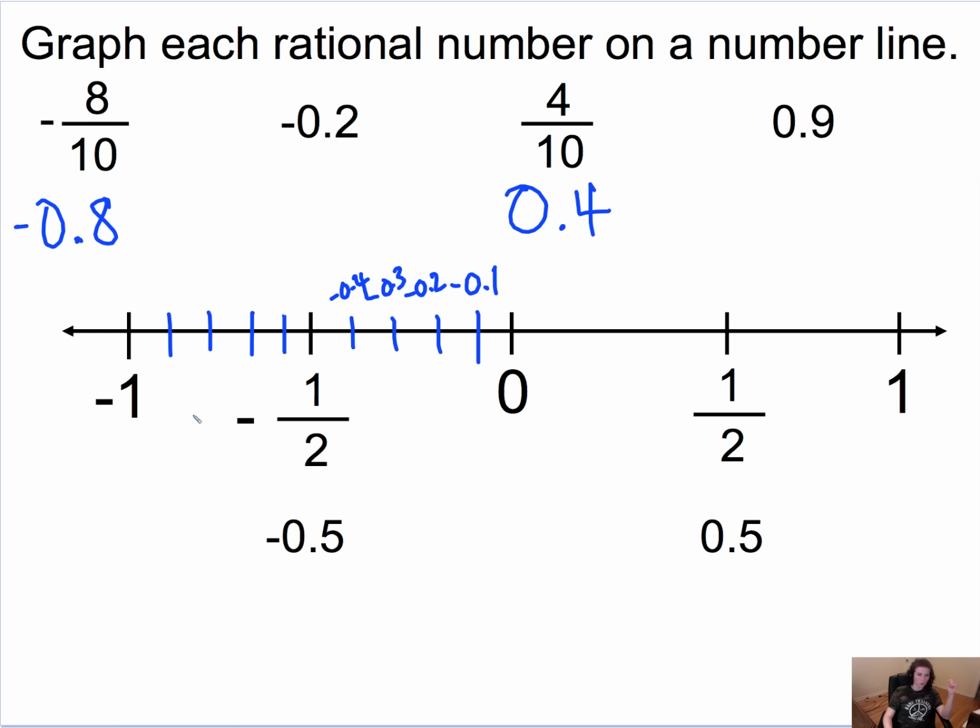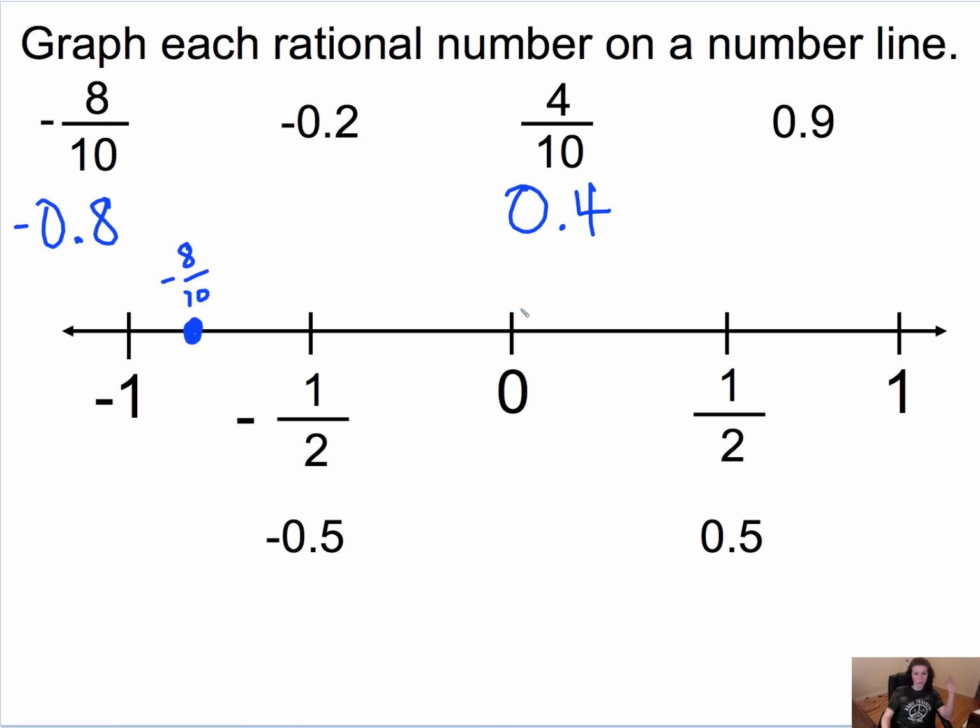All right, so therefore, negative 8/10 would be, this was negative 0.5, this was negative 0.6, negative 0.7, negative 0.8, so that would be right here between the negative 1/2 and the negative 1. Does it need to be exact? No. But you need to be close to that spot. So that was right, it was a little bit closer to the negative 1. Right there would be negative 8/10.